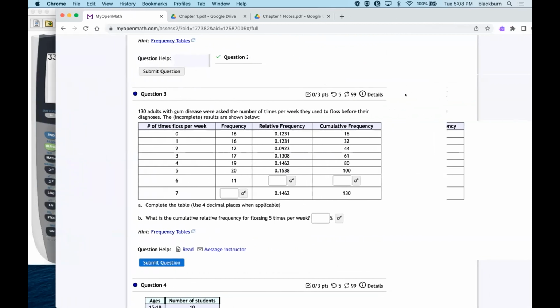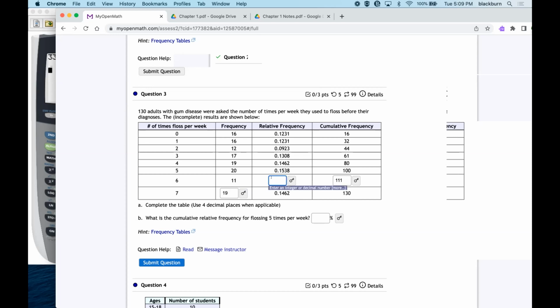Okay, 130 adults with gum disease were asked the number of times per week they use floss before their diagnosis. So we got 130 adults total. So I could make this number, let's see, 100 here, then 11. So this has got to be 111 right here, right? Because I went 100 from here, add 11 is 111. So then 111 plus 19 is 130. So that number's got to be 19.